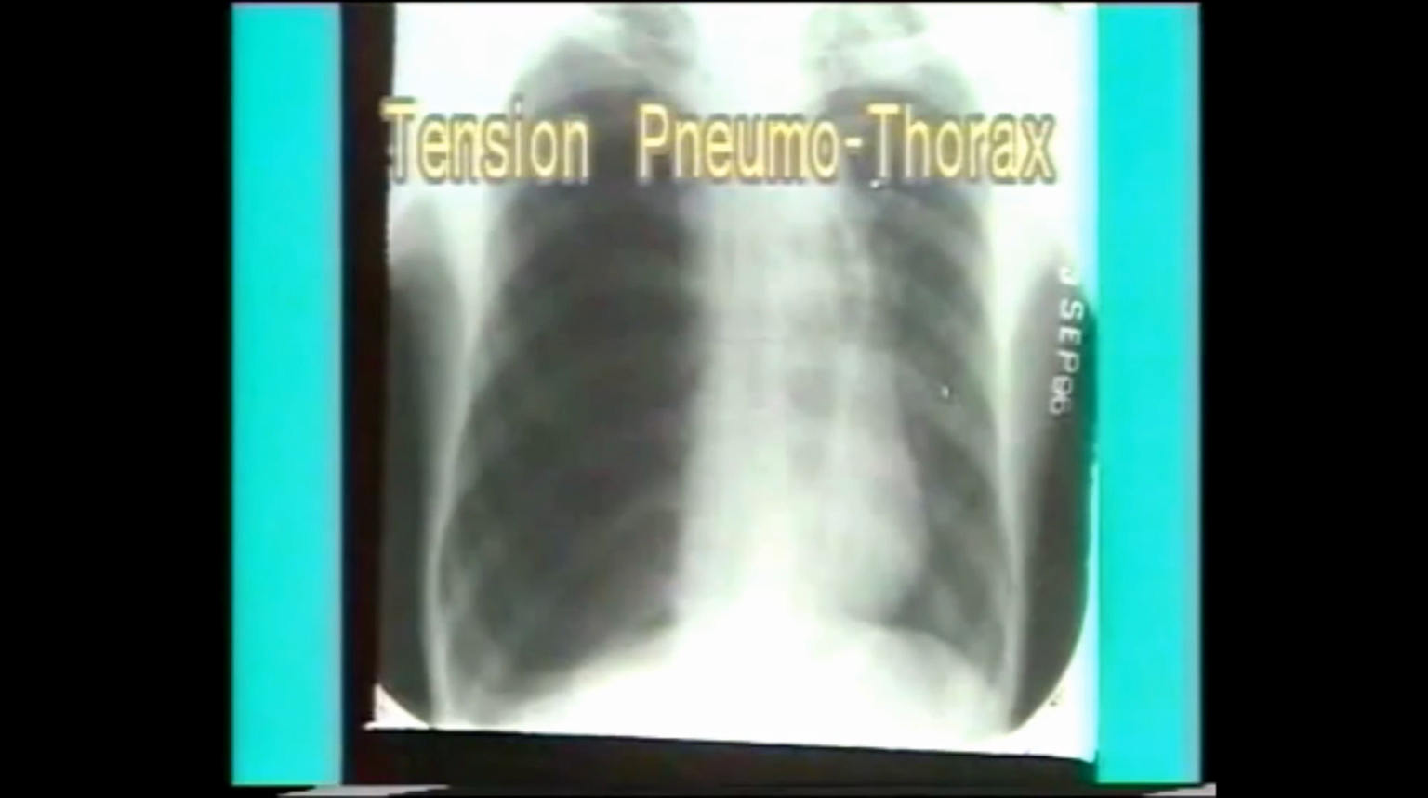This is another X-ray of tension pneumothorax. Note the complete radiolucency of the right hemithorax with shift of mediastinum to the opposite side. The diaphragm is pushed down to a level lower than the left diaphragm, and intercostal spaces are widened.